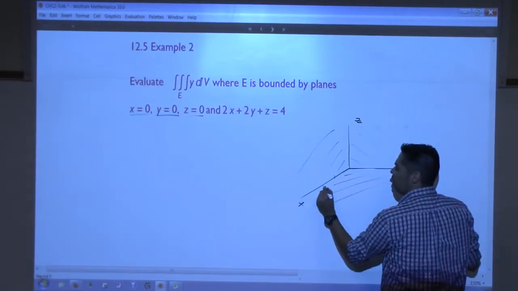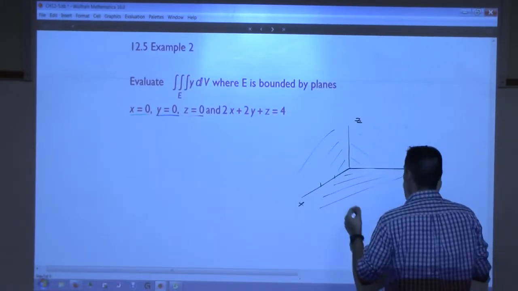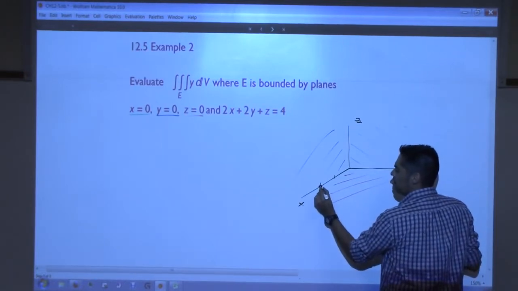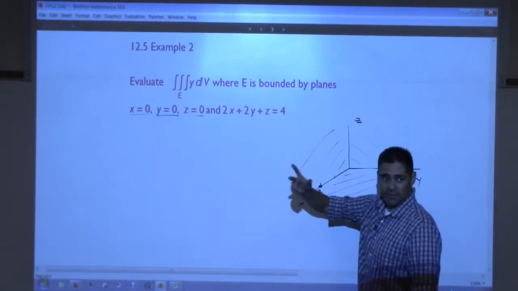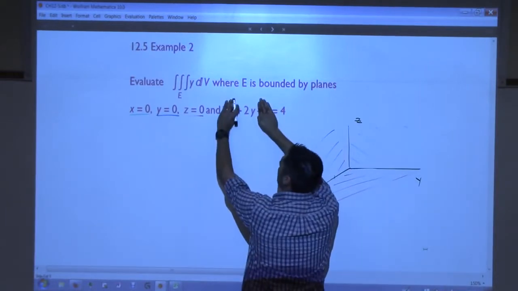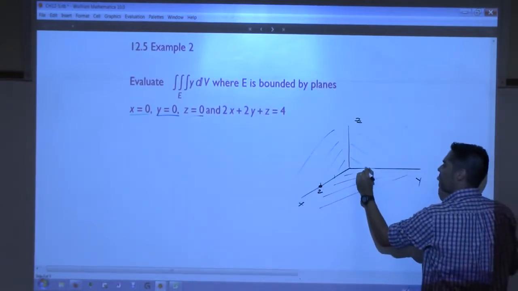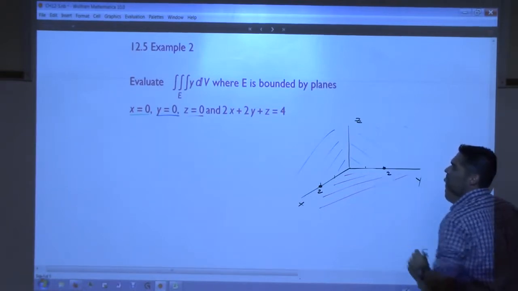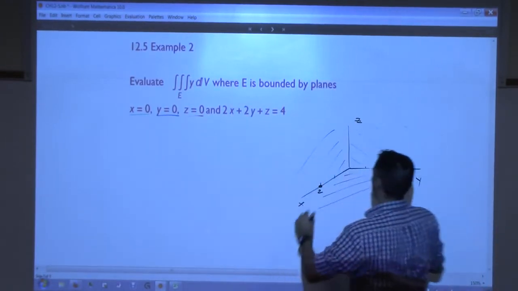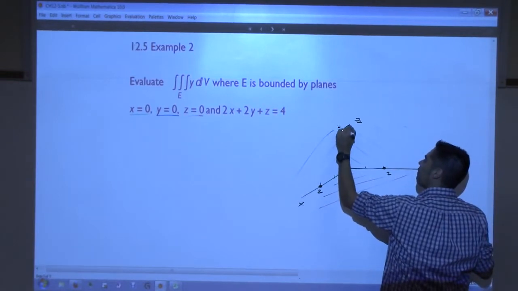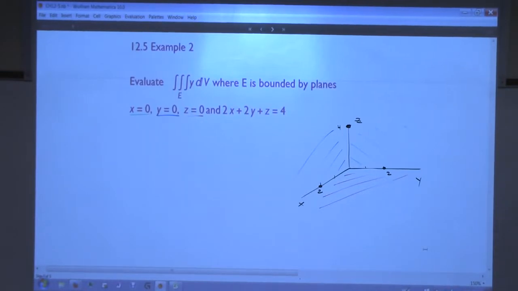So I know that one of the points on my plane, which I'm out of colors, so I'll just do it in black, is 2 on the x-axis. How about where it hits the y-axis? Set x and z to 0, right? And get y is 2 also. And finally, to figure out where it hits the z-axis, let x and y be 0, and you get z is 4, which is up here. I have a plane that goes through those 3 points.